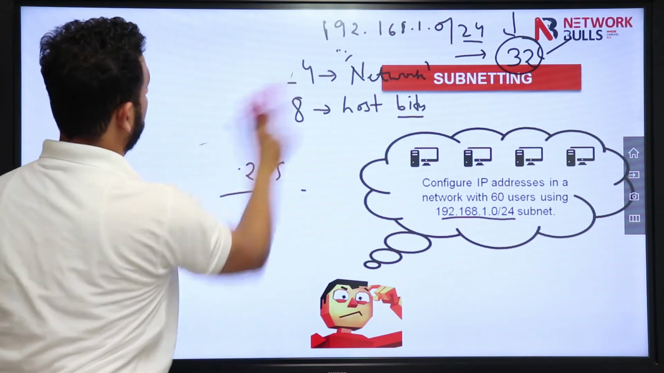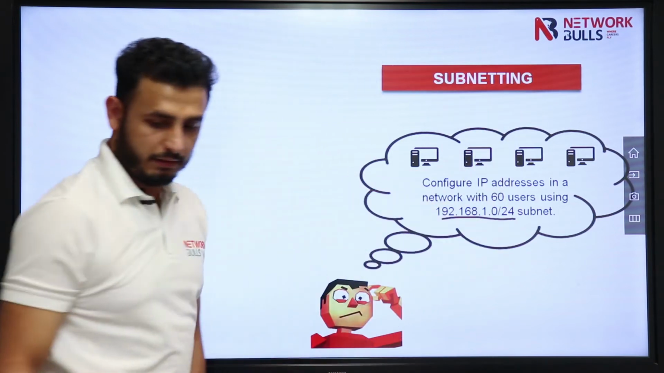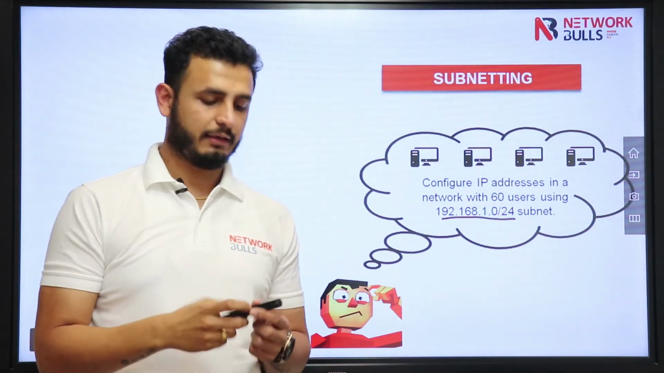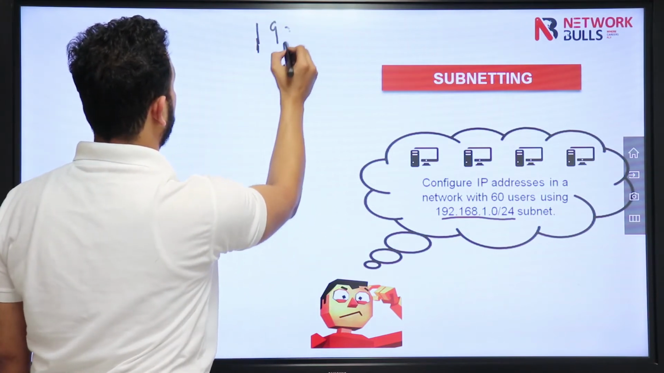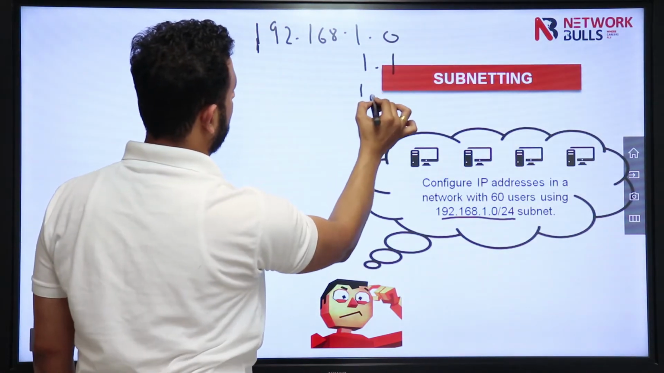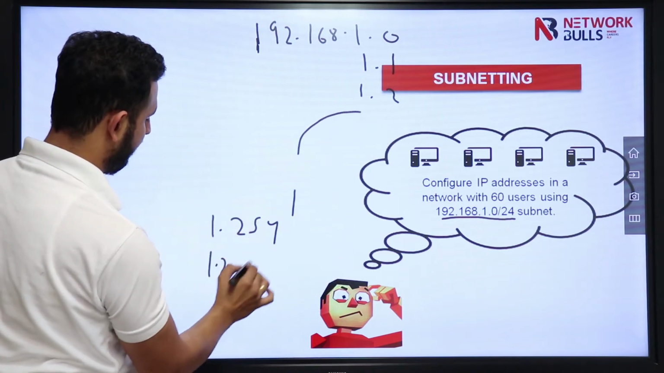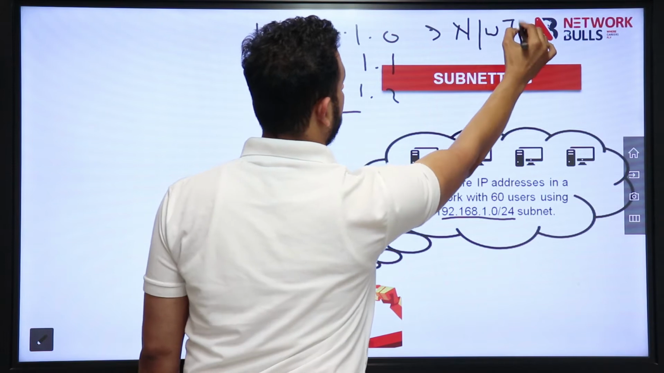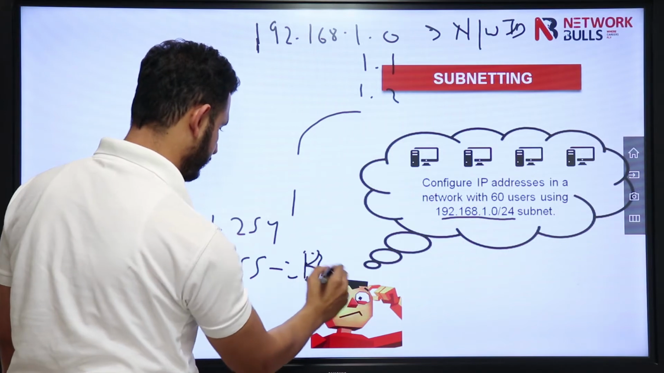Now, let me tell you a new thing here. There is something called used IPs and there is something called unused IPs. If I see the whole subnet, 192.168.1.0. Next IP will be 1.1, 1.2 and in the same pattern last will be 1.254 and 1.255. Now all of you know 1.0 is network ID and 1.255 is broadcast ID.